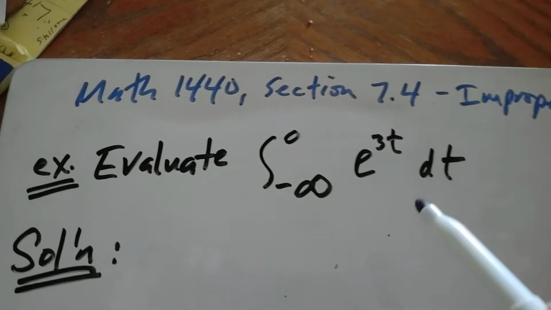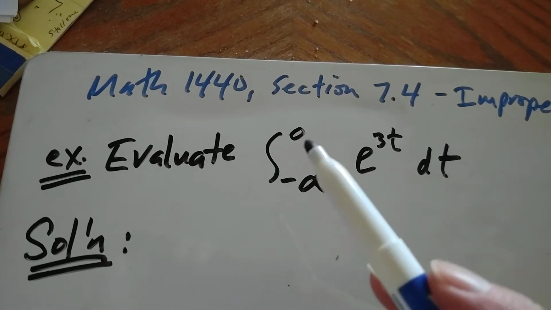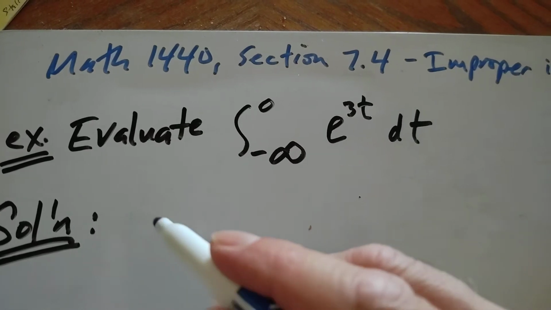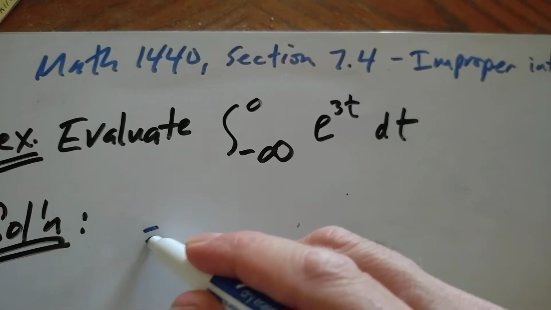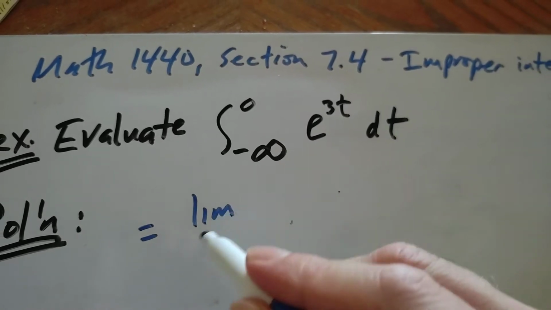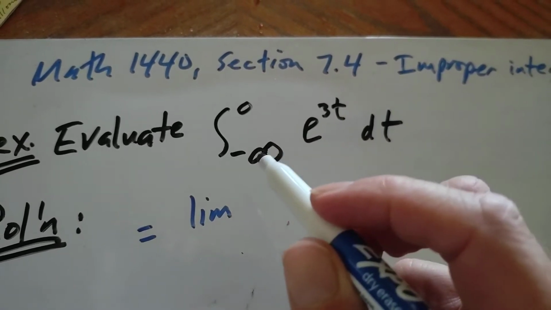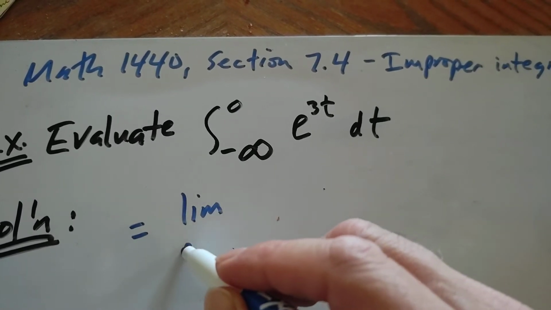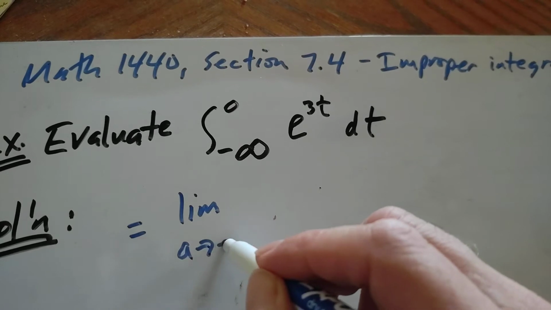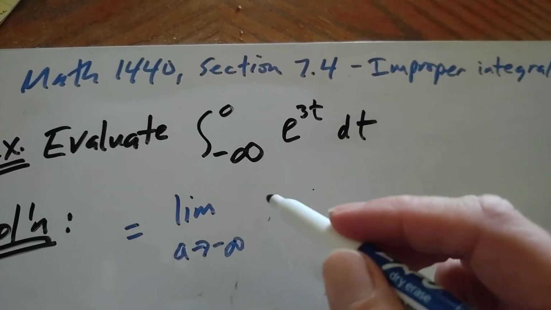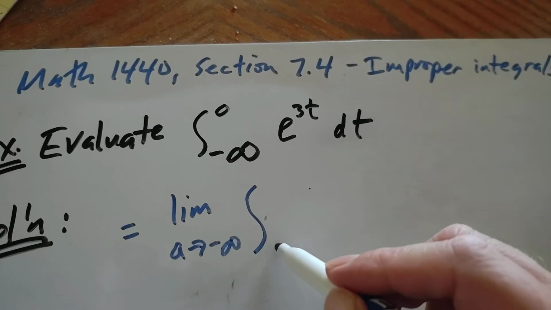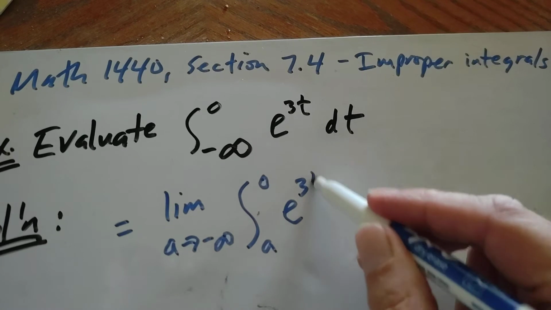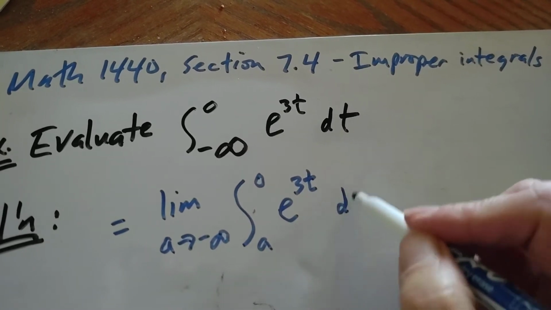Whenever you have an improper integral, where at least one of these limits involves infinity or negative infinity or both, you want to rewrite it as a limit. So this integral is going to equal the limit. And then you can choose any variable you want. I like to think of these limits as from a to b. So I'm going to write the limit as a approaches negative infinity of the integral from a to 0 of e to the 3t dt.